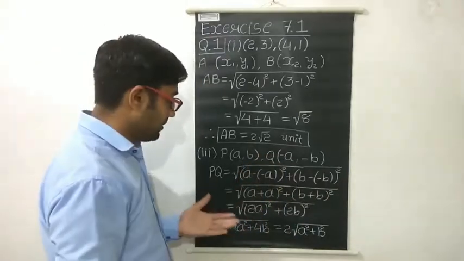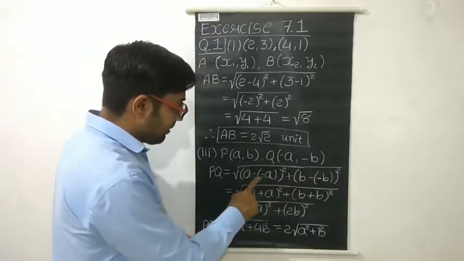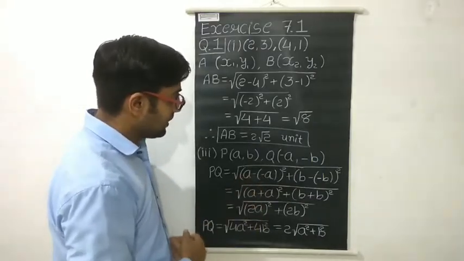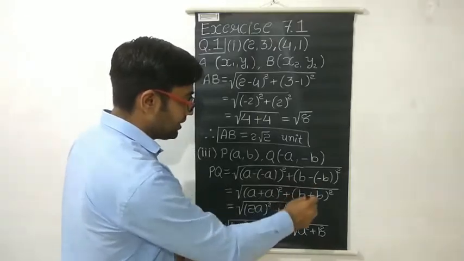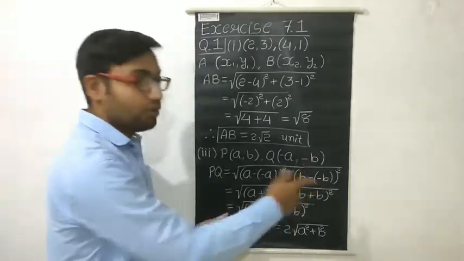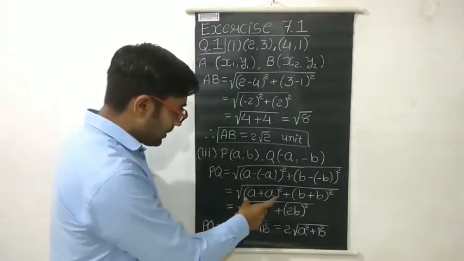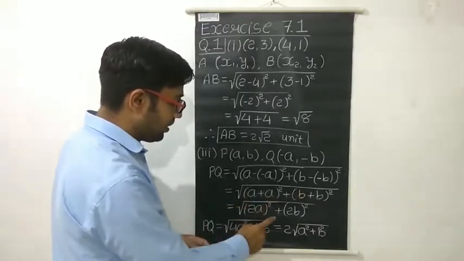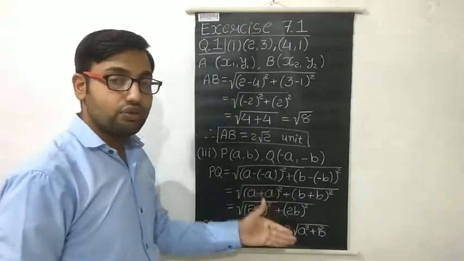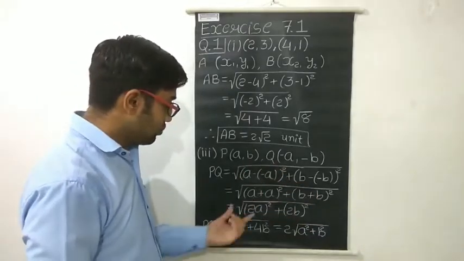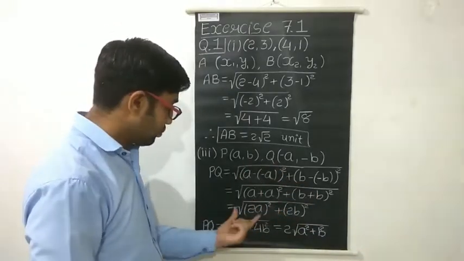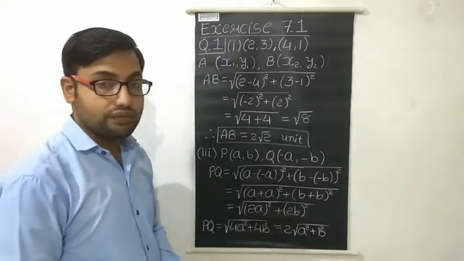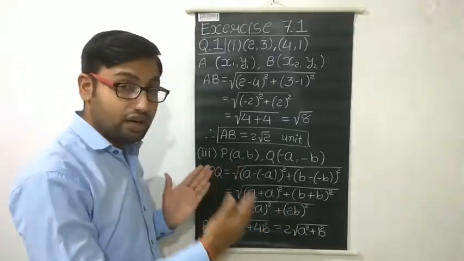Now what will happen if we simplify it? A minus minus will become plus. A plus A whole square. In the same way here, B minus minus is plus. So B plus B whole square. Now A plus A is what? 2A. So in the under root we get 2A square plus B plus B is 2B square. So 2A square is 4A square. 2B square is equal to 4B square. All is in the under root.